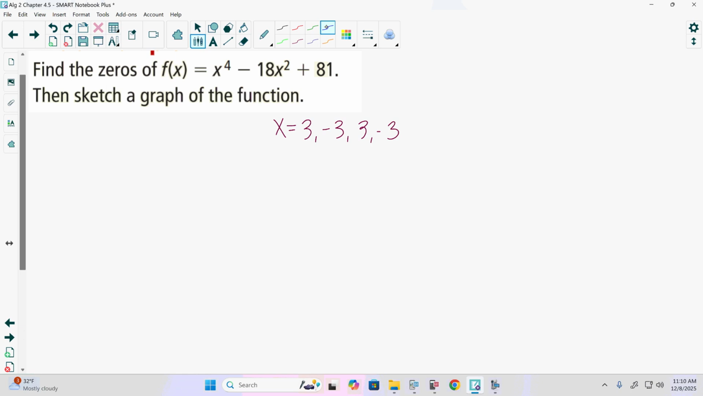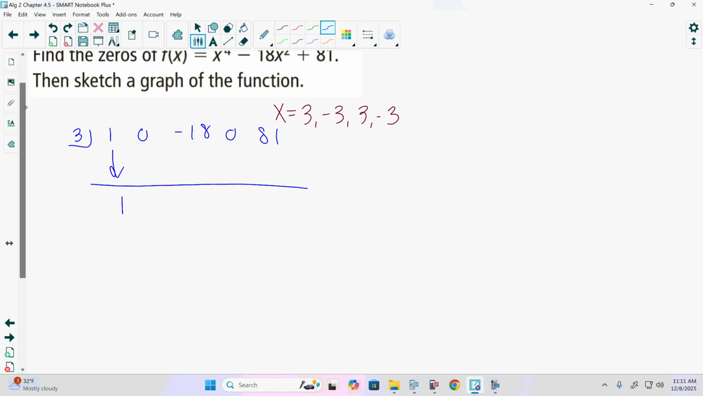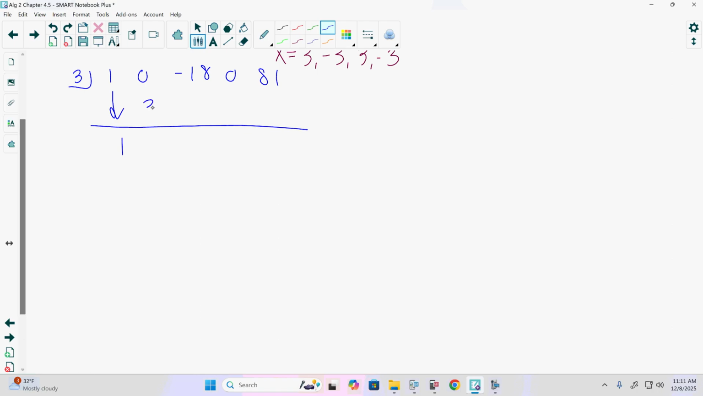And then we could go about doing synthetic division to make sure. But really, we found all four. 1, 0, -18, 0, 81. We bring the 1 down. 3 times 1 is 3. 0 plus 3 is 3. 3 times 3 would be 9. -18 plus 9 is -9. 3 times -9 is -27. 0 plus -27 is -27. And lastly, 3 times -27 would be -81. And 81 plus -81 would indeed be 0.